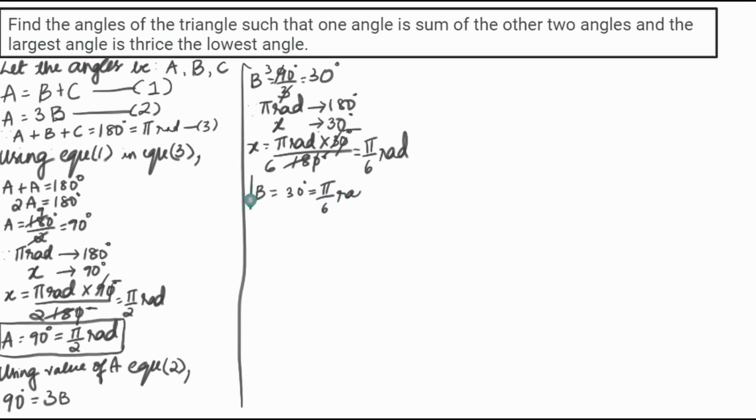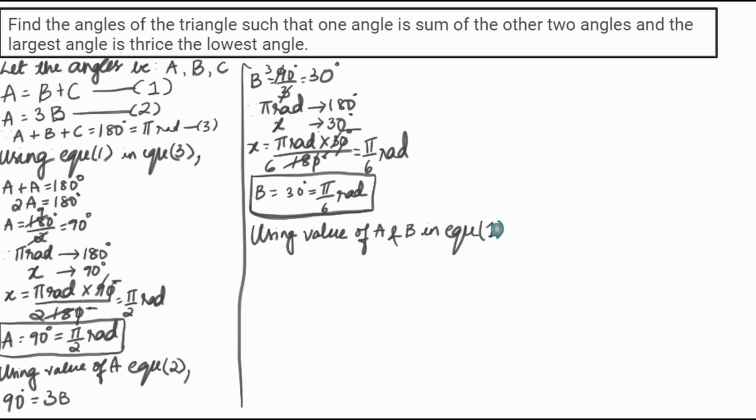So when we use the angles A and B in equation 1, we can find the value of C. Using the values of A and B in equation 1, in terms of degrees, 90 degrees is equal to 30 degrees plus C. So C is equal to 90 degrees minus 30 degrees, which is equal to 60 degrees. So therefore, C is equal to 60 degrees.